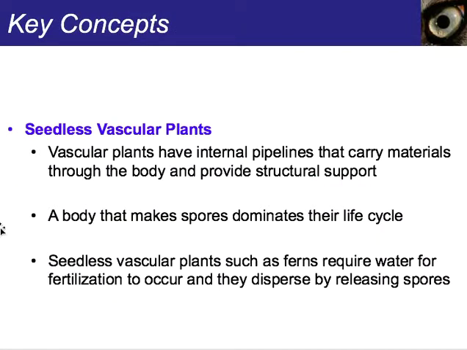So seedless vascular plants have internal pipelines that carry materials through the body. They have xylem and phloem. But the body that makes spores dominates their life cycle. And they also require water for fertilization since they release flagellated sperm.